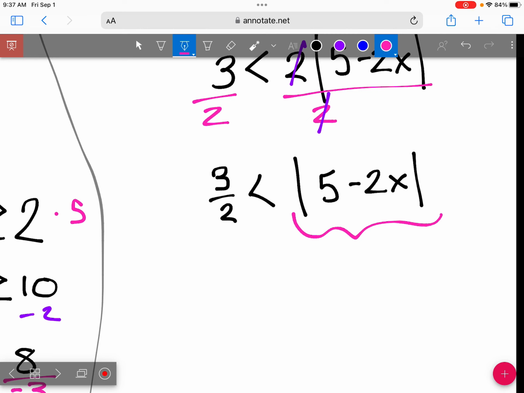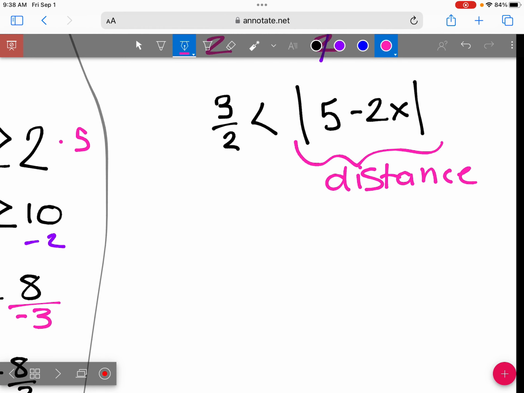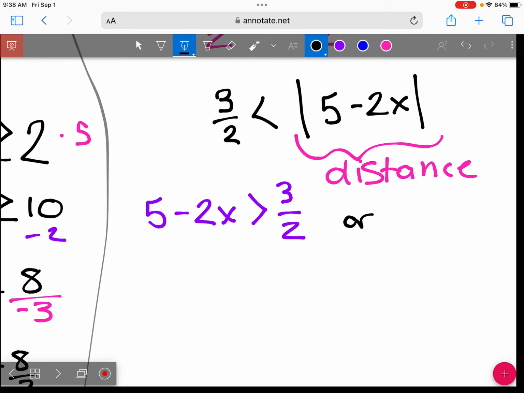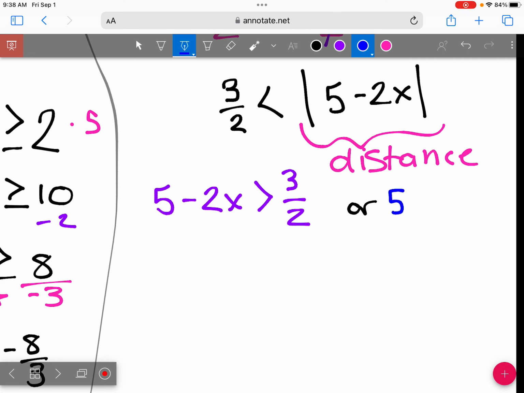So the distance is greater, which means we're going to have farther away arrows. They're pointing out. So we're going to set up our either-or cases. So maybe 5 minus 2x is going to actually be greater than 3 over 2, or 5 minus 2x is going to be smaller than negative 3 over 2. It's okay if we flip the sides to make it easier to think about. I need this side to be bigger than 3 halves or smaller than negative 3 halves.